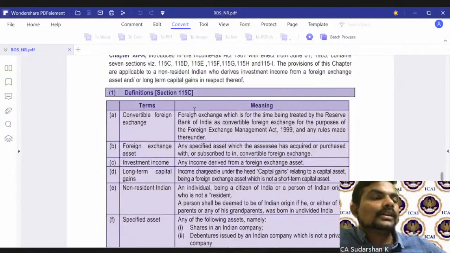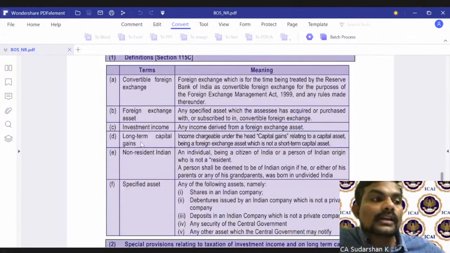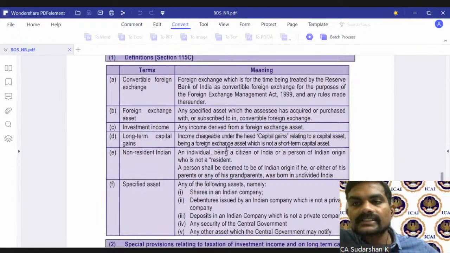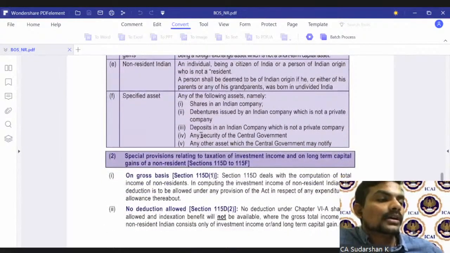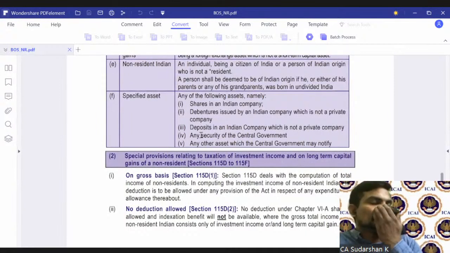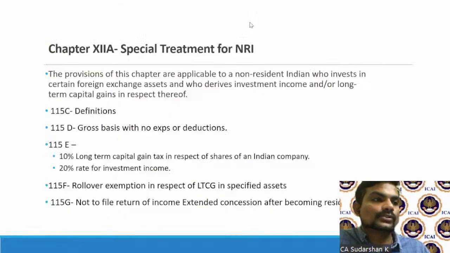Now, if I make any investment income from this, that is any income that I derive, can be interest, dividends, any income derived from this foreign exchange asset, or any long-term capital gains. You all know long-term capital gains, which I get by selling or transferring these foreign exchange assets. Those incomes will be taxed in a special mechanism specified under 115C, D, E, and F. So we saw the 115C scope. 115D says it will be done on a gross basis, similar to your 115A, on gross basis.